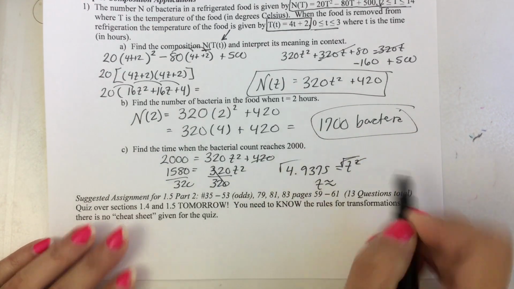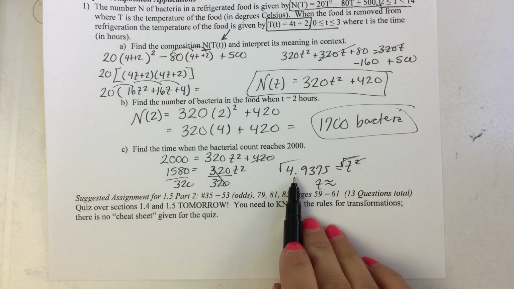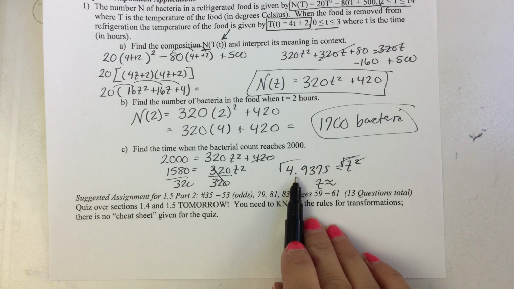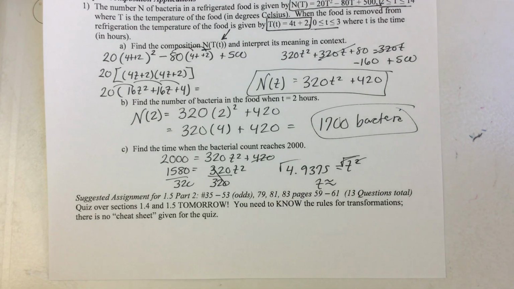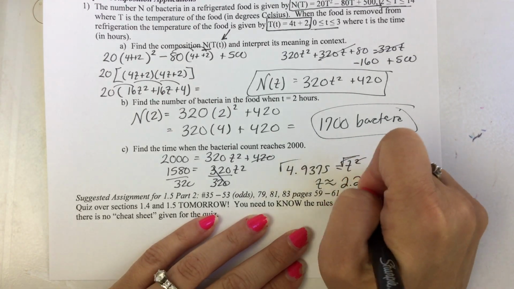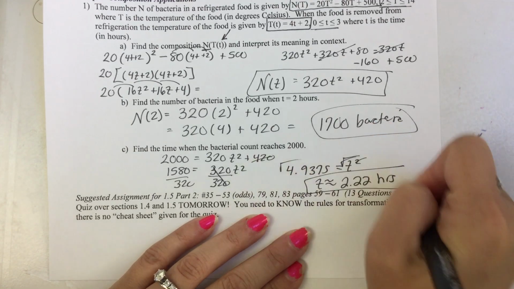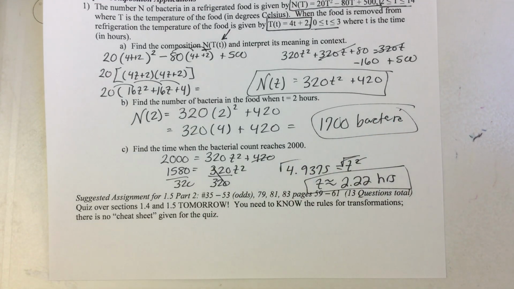To cancel a power of 2, you take the square root. Typically, you would have to include both a positive and a negative. However, this represents time. We don't have a negative amount of time. So I'm just going to take the square root of 4.9375 and include the positive value. It's approximately 2.22 hours. That concludes 1.5.